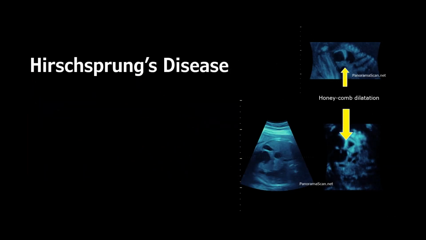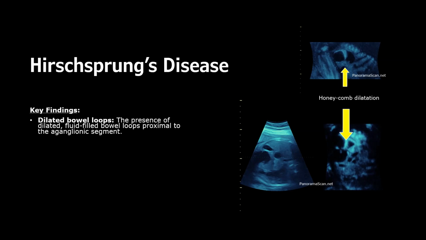Now let's review some of the key findings of Hirschsprung's disease on ultrasound. The most notable feature is dilated bowel loops. These are fluid-filled loops of bowel that are proximal, which means before the aganglionic segment. These dilated loops result from the inability of the affected segment to propel contents forward.